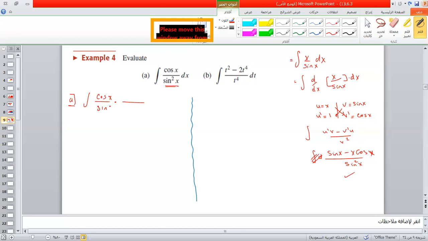You can write it as cosine x over sine x times 1 over sine x. And this means cotangent times cosecant. The first part, cosine x over sine x, gives us cotangent x. And the other one, 1 over sine x, equals cosecant x dx.